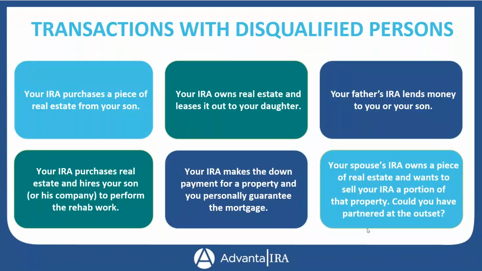If you had made the investment at the outset together, new to both of you, new to the IRA, you could have made that investment. It's going to be pro rata, and all of the income and expenses are going to be divided along that pro rata line. So it is something that is possible, and I do have an example of that towards the end.